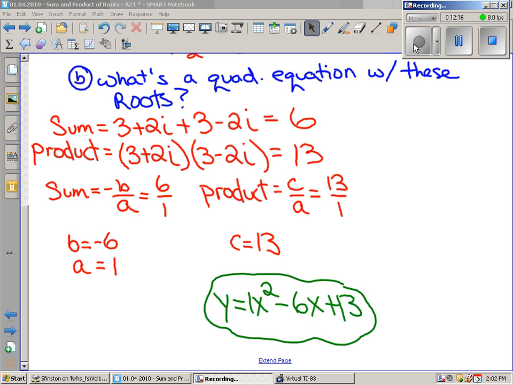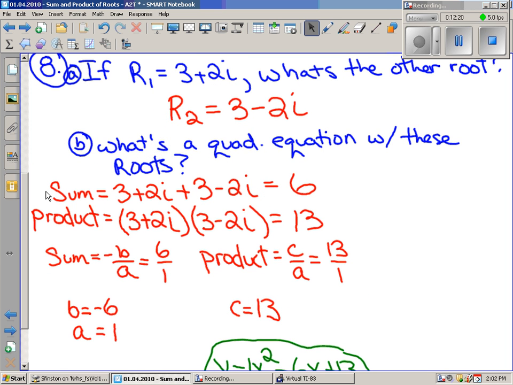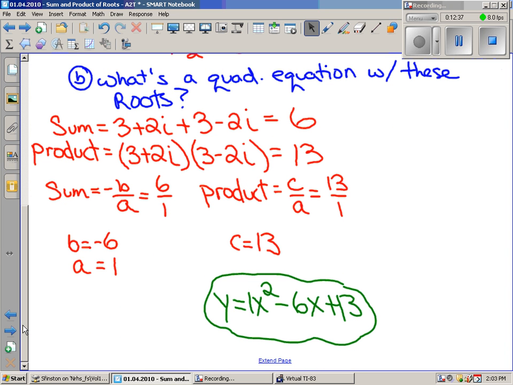I just got to go through it. So let's go through the work that we just did. First, once again, you know what the roots were. You find their sum. The sum is 6. Then the next thing you do is you find their product. You multiply these two together, and you get that the product is 13. You plug back into these formulas. You figure out what b and a are and c, and then take the result, plug it back in, and then you're done.